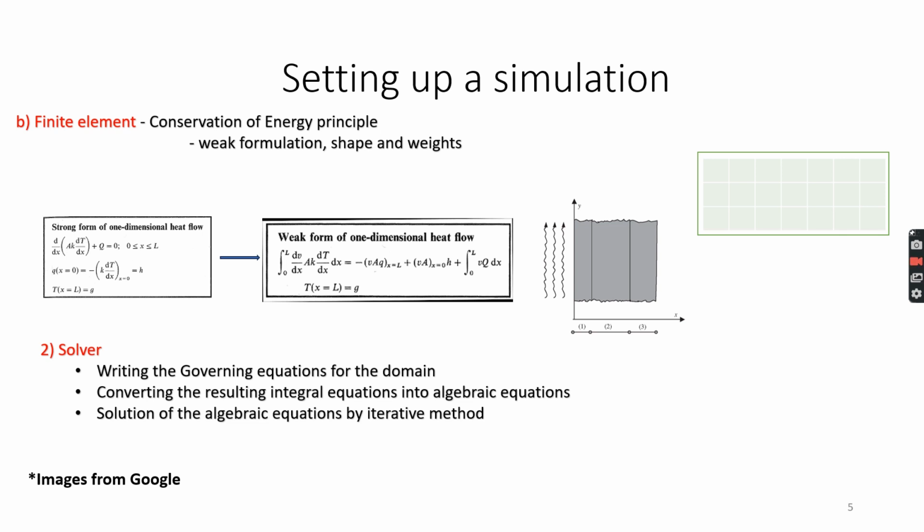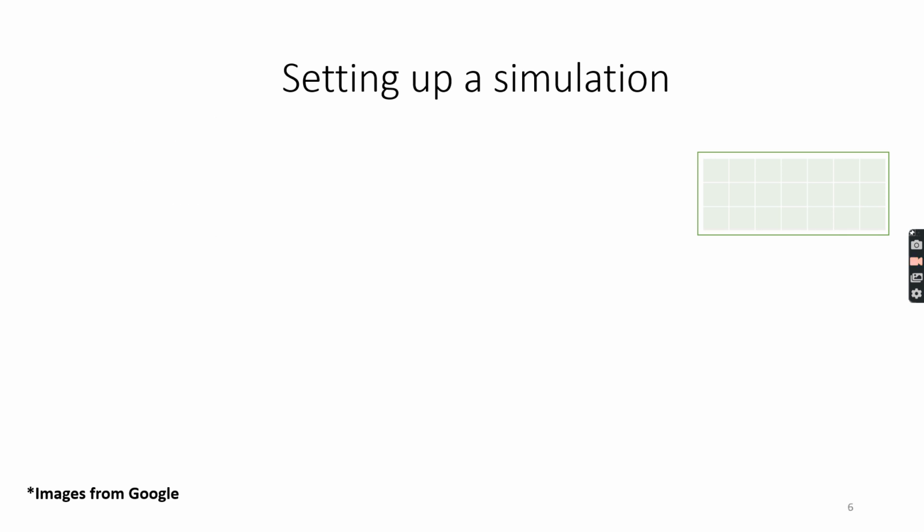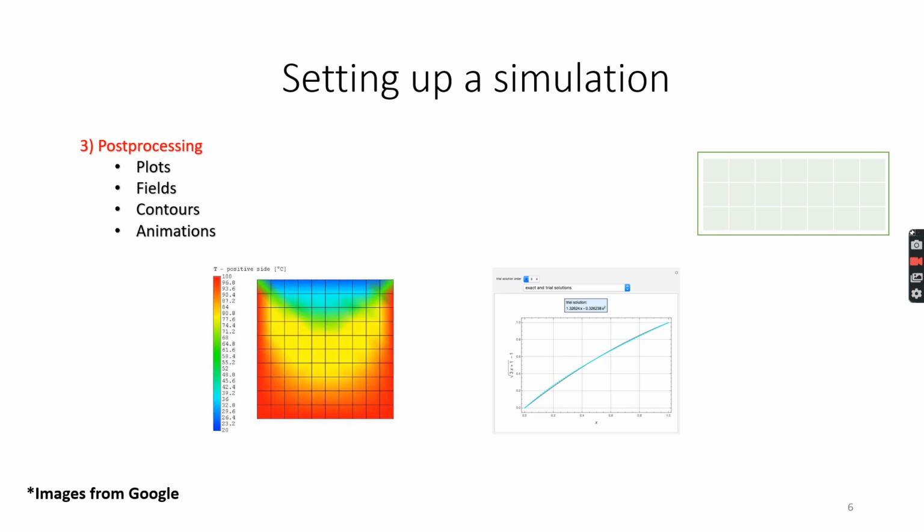So after the solving part is done, we move on to the post processing. The post processing is one of the key parts to analyze plots or fields or any animations. For example, for that same heat equation or the two-dimensional heat equation, I have got these images from Google.